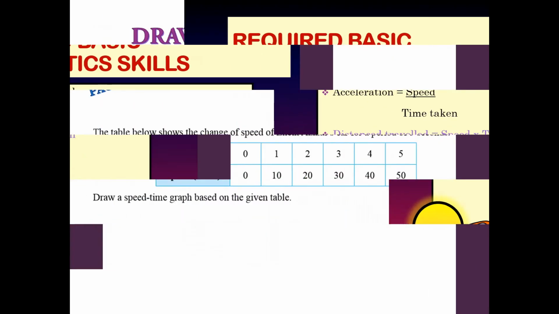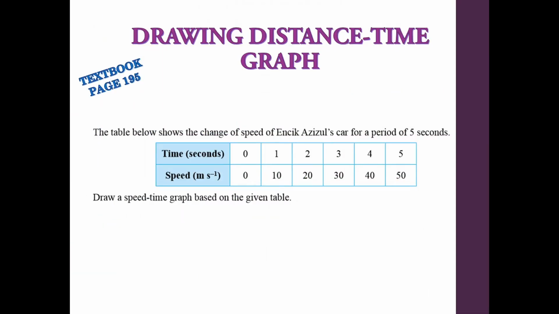Alright, so let's start by drawing a speed time graph. These examples I got from the KSSM Form 4 textbook, page 185, in which this table shows the change of speed of Encik Azizo's car for a period of 5 seconds. So we have time and speed. Time is from 0 to 5, and the speed is 0, 10, 20, 30, 40, 50. So based on the table, draw a speed time graph.